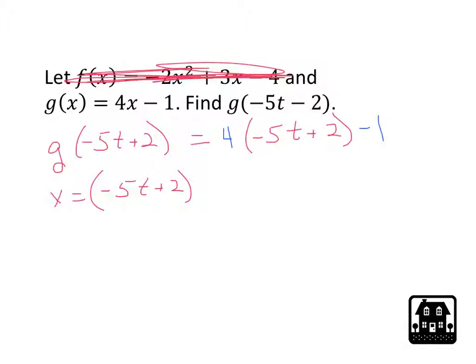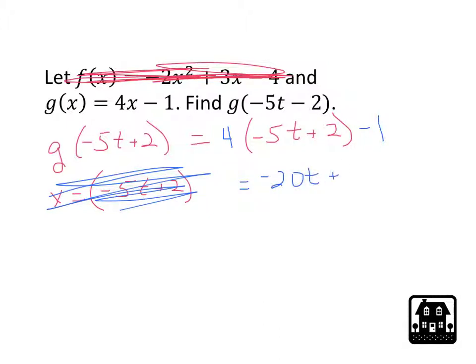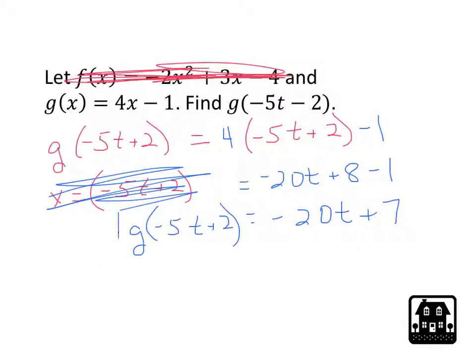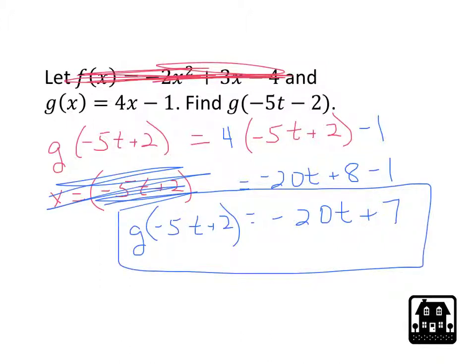So then, let's just scratch that out so it doesn't get in our way. So we have equals negative 4, and then we distribute that 4, and we get negative 20t plus 8 minus 1 equals negative 20t plus 7. So g of negative 5t plus 2 equals negative 20t plus 7.